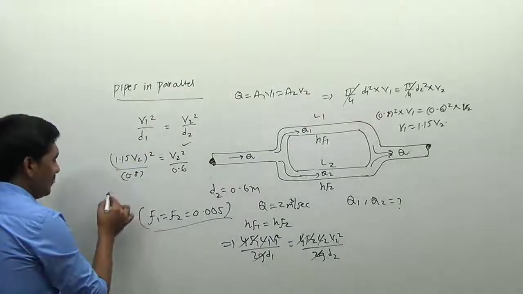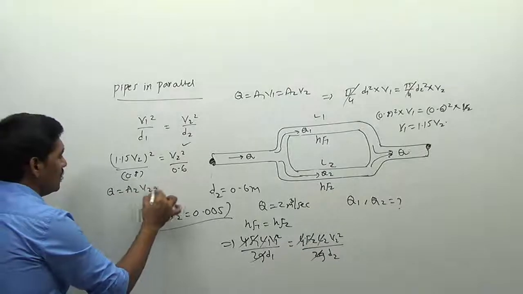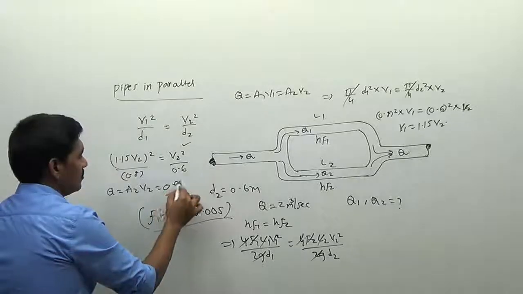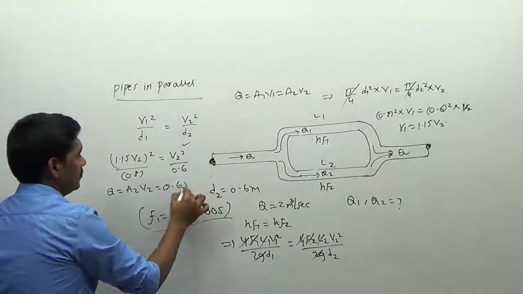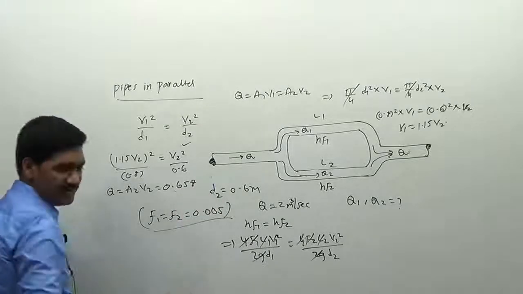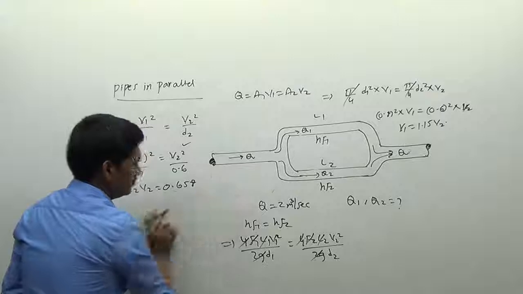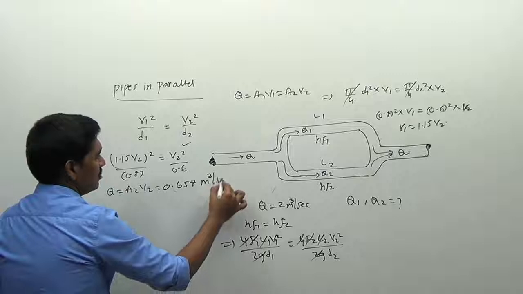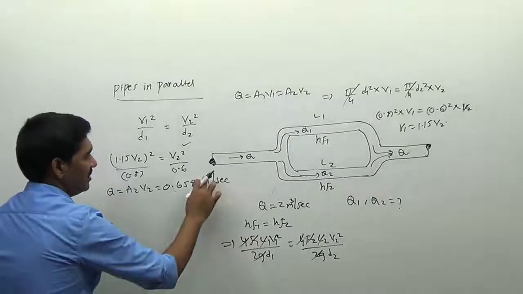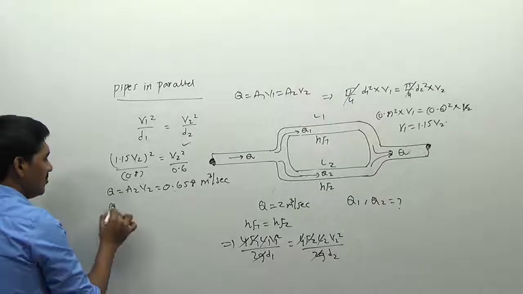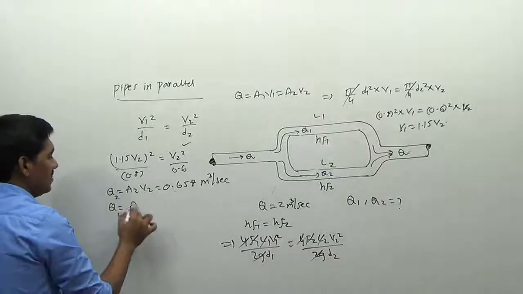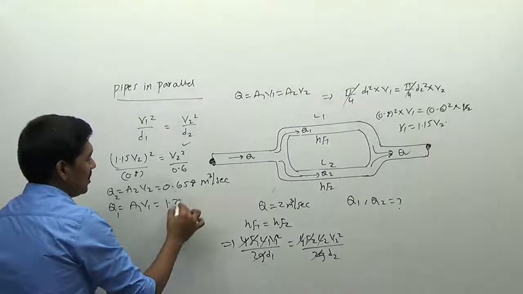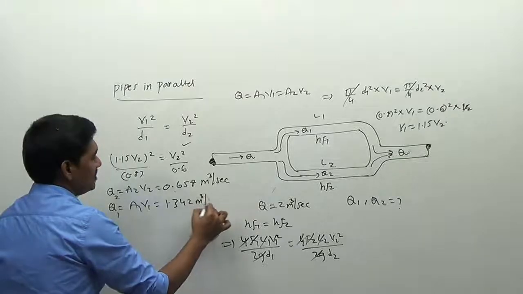So after getting the value of V2, determine the value of Q is equal to A2 into V2. That value is equal to 0.658 meter cube per second. Okay. Next, in the same way, you can determine the value. This is Q2, this is Q1, and we can write Q is equal to A1 V1, which is equal to 1.342 meter cube per second.